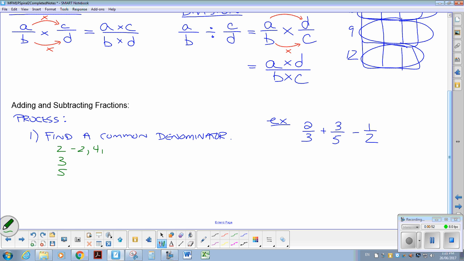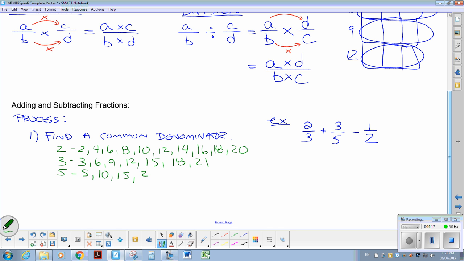So 2, 4, 6, 8, 10, 12, 14, 16, 18, and 20. Some of you might be quicker at this. You may not have to write them out, and that's fine. 3s, so 3, 6, 9, 12, 15, 18, 21. Let's hope we don't have to go higher than that. 5, 10, 15, 20. So is there a common denominator? So when we look here, let's see a 20. So nope, I don't see one quite yet, so we're going to have to go a little bit higher.